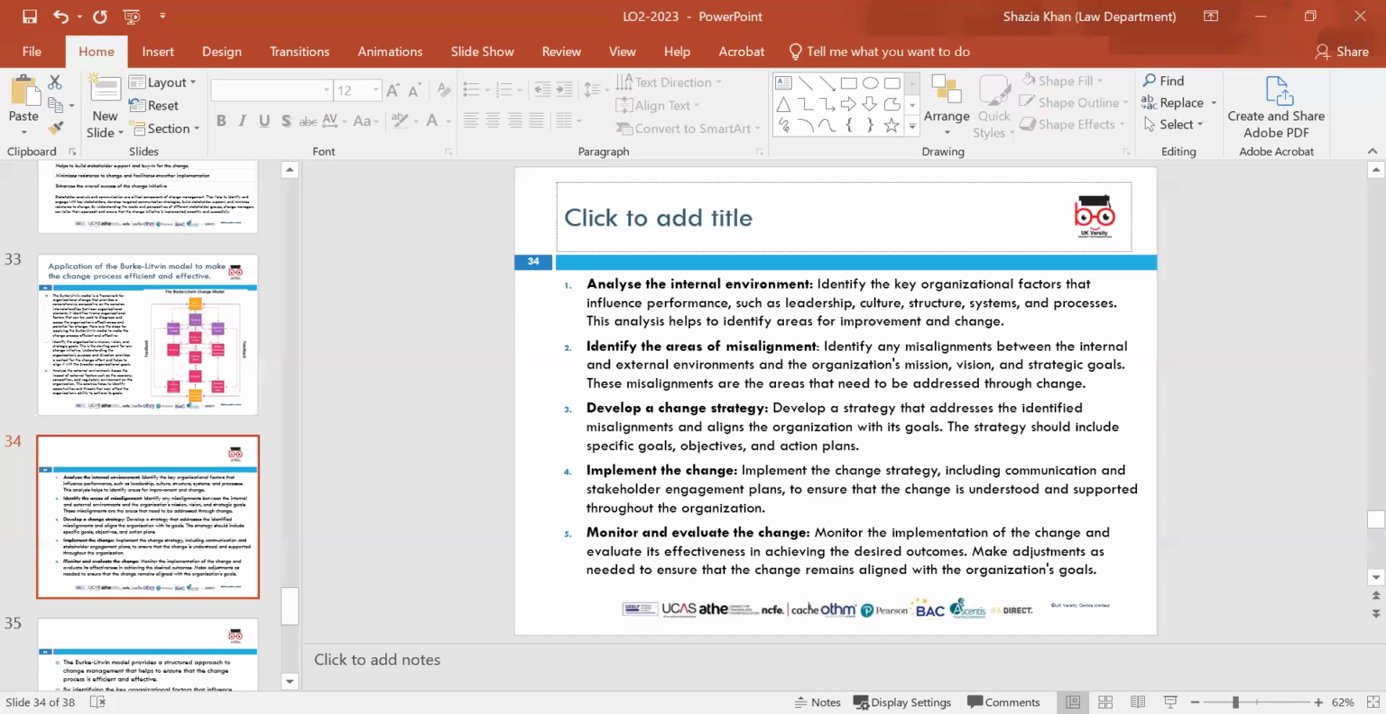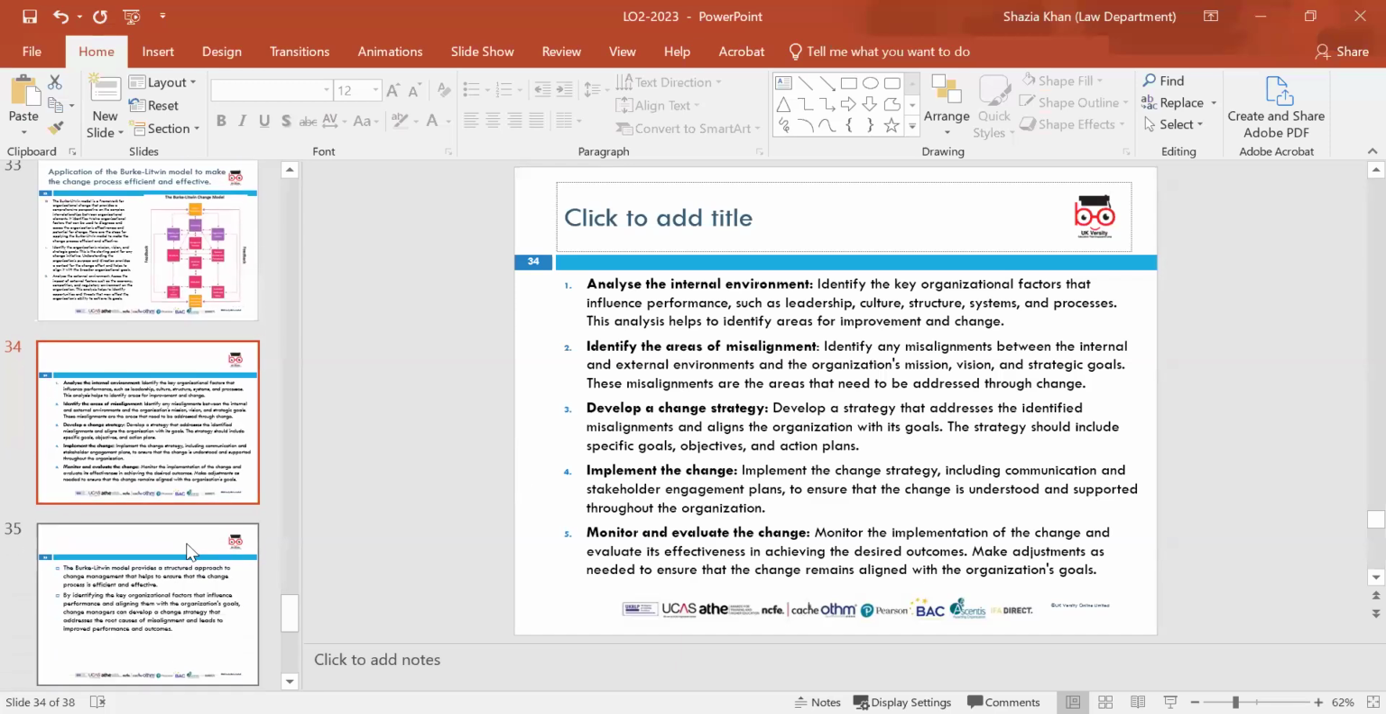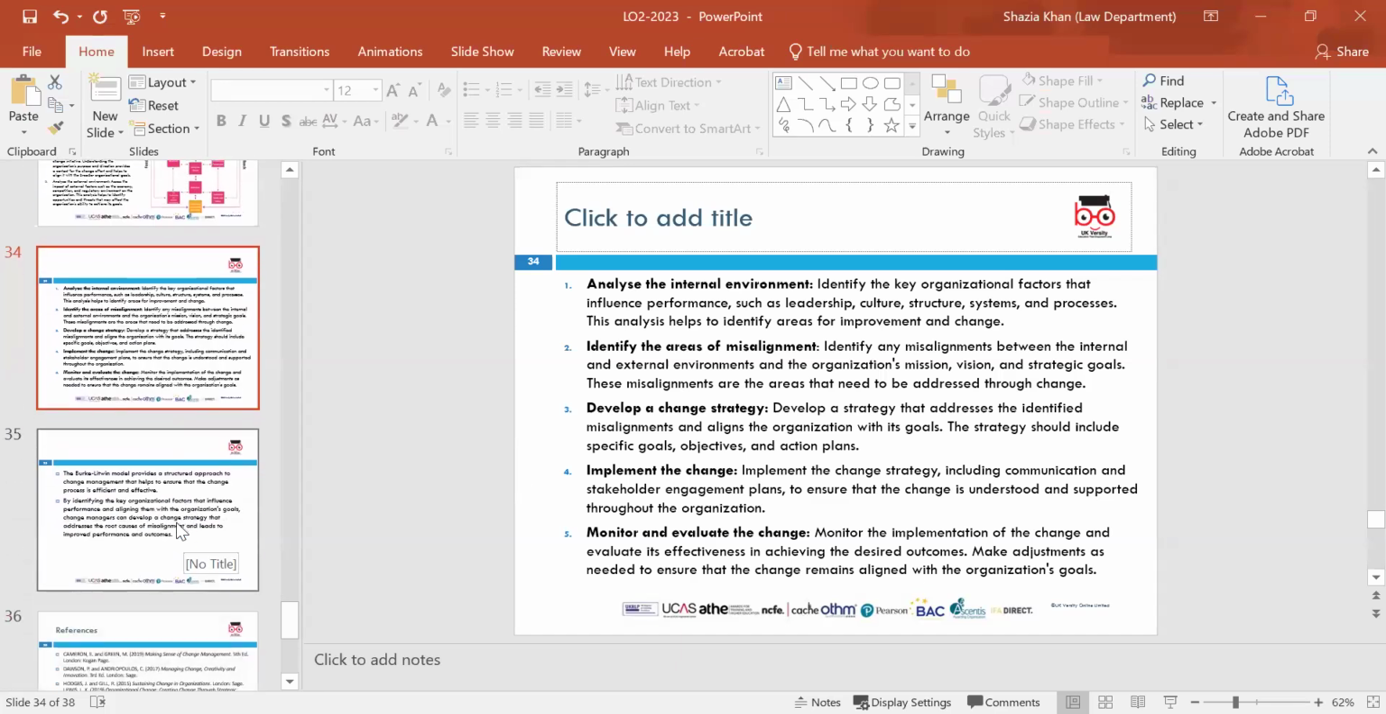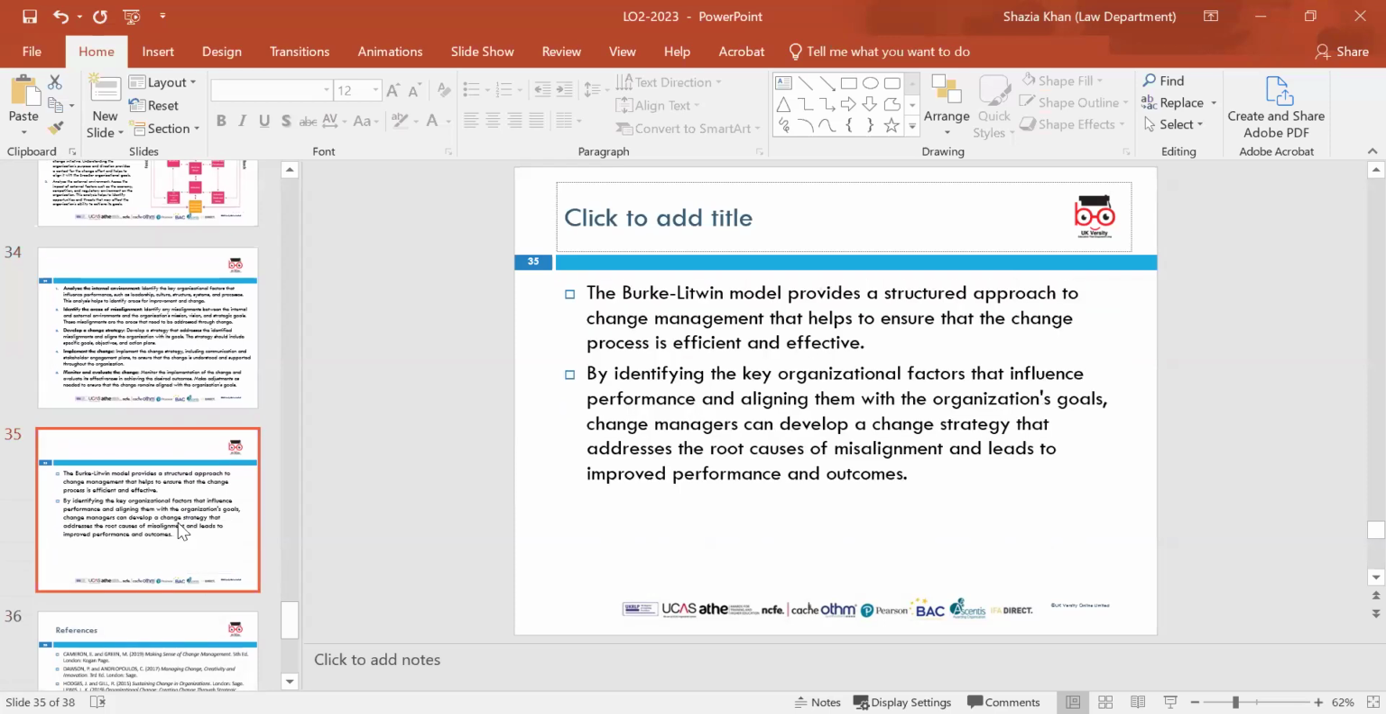Developing a change strategy, making sure you address the alignment and what the goal is, including goals, objectives, and action plans, and implementing the change, including communication with stakeholders, as we mentioned, to ensure that change is understood throughout the organization. So making sure that you have a relationship with your employees, with the stakeholders, to make sure you implement the changes and you are taking into account what the changes are, monitoring and evaluating any sort of change. Make sure you monitor them and adjust them if need be, making sure the changes are aligned with the organizational goals.